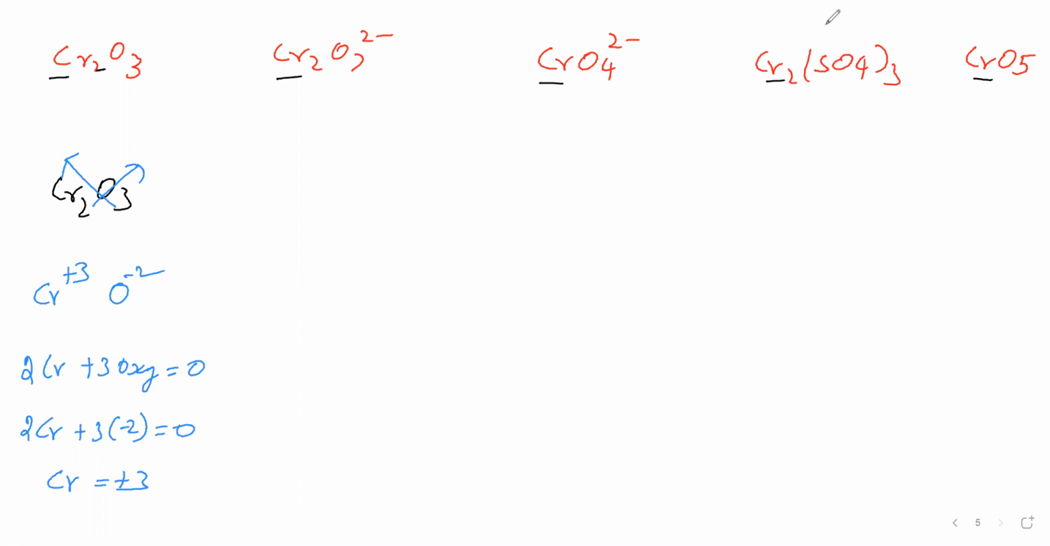Next, in dichromate, we have to find the chromium oxidation number. So there are 2 times chromium and 7 times oxygen, with net charge equal to -2. So chromium, and we substitute oxygen as -2, net charge -2. So chromium is how much? It is +6.